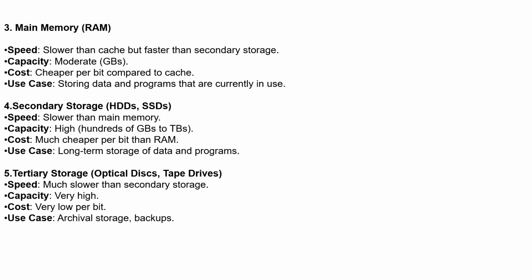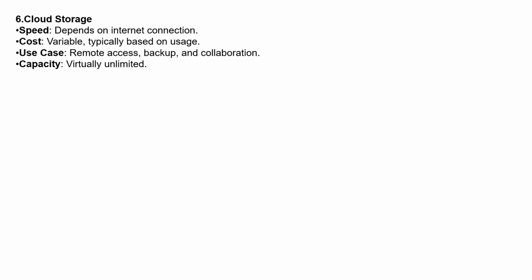The tertiary storage: optical disks, tape devices, drives. Speed is much slower than the secondary storage. Capacity is very high. The cost is very low per byte. The use case: it's used for backup and archival storage.